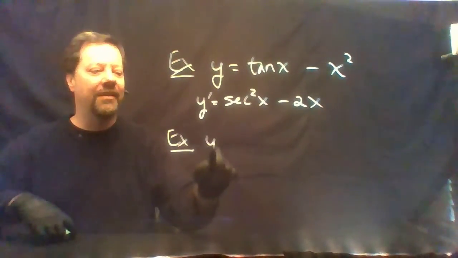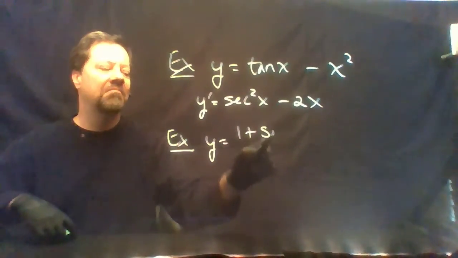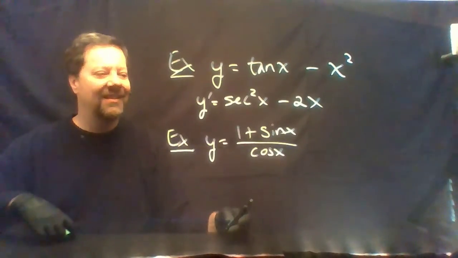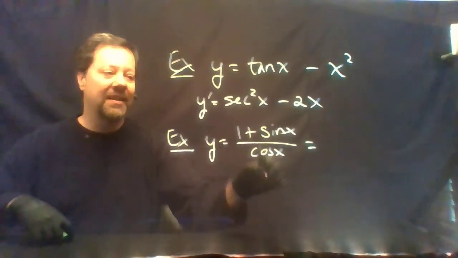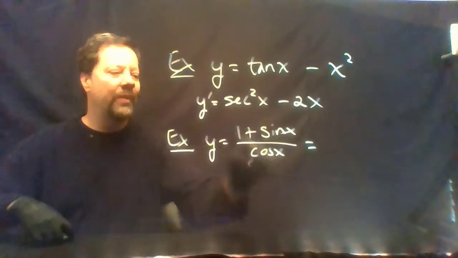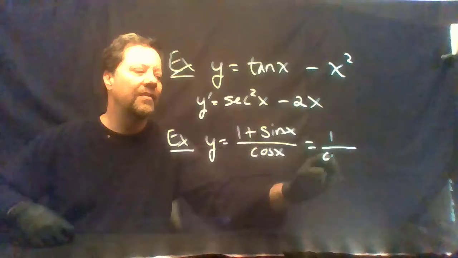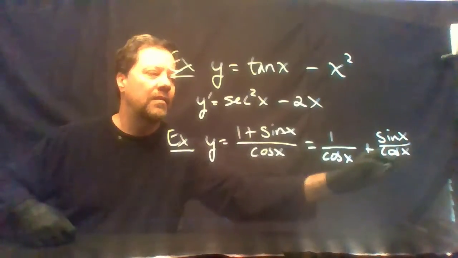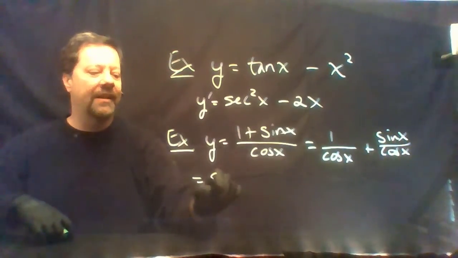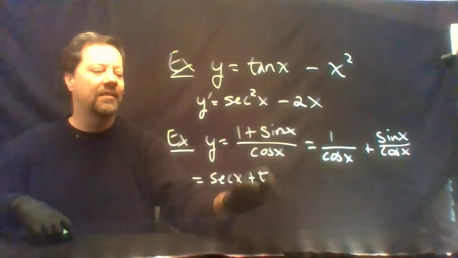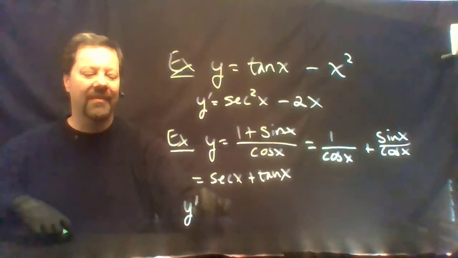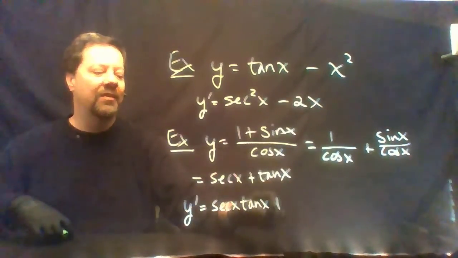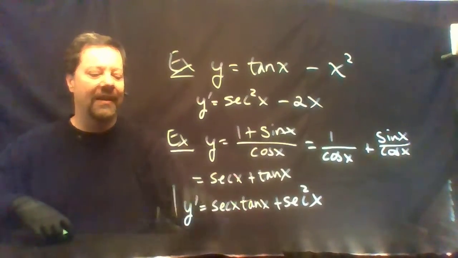Suppose I'm taking the derivative of y equals 1 plus, say, sine x over cosine x. We can simplify this by, instead of doing the quotient rule now, dividing this up into two fractions, re-expressing the function as secant x plus tangent x. Then the derivative is secant x tangent x plus secant squared x.